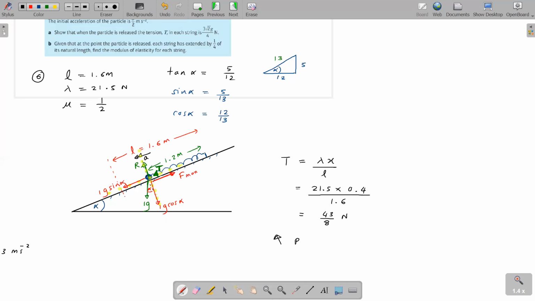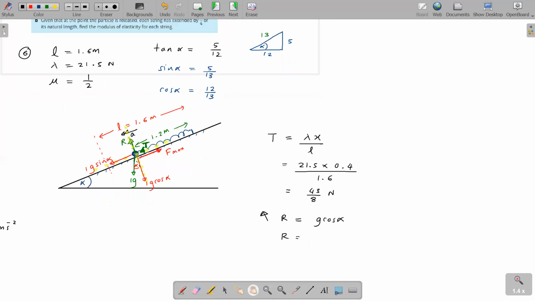Perpendicular to the plane, normal reaction is equal to 1g cos alpha. Guys, do you agree? Normal reaction is equal to g cos alpha. What is cos alpha? 12 over 13. So 12g over 13. Can you see? Cos alpha is 12 over 13, so 12g over 13.